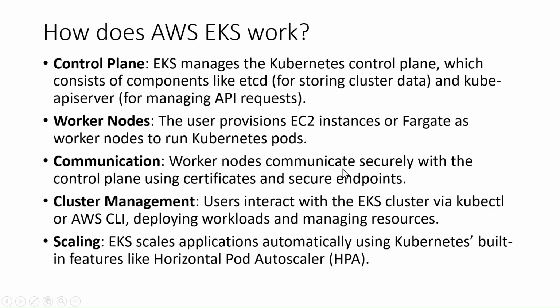Okay, next is communication. So worker nodes communicate securely with the control plane using certificates as well as a secure endpoint. Each and every thing is taken care of by the API server, which is managed by AWS, I mean, with regard to security things.